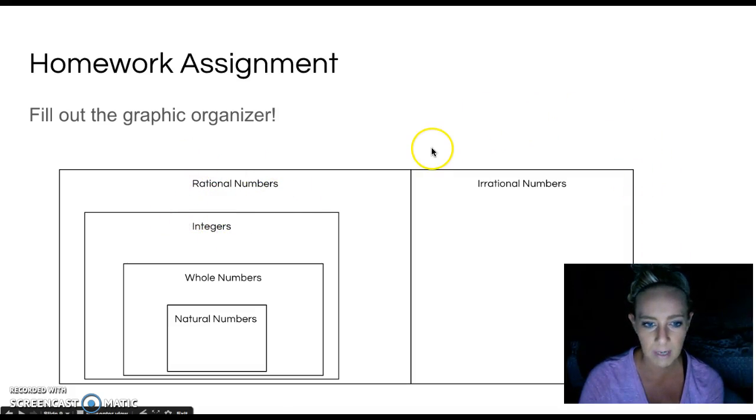And somewhere around the outside, or maybe within the irrational numbers, I want you to name that movie where they say forever, to kind of help you remember what an irrational number is, or one of the types of irrational numbers are those numbers that go on forever without any repetition or pattern within the number.